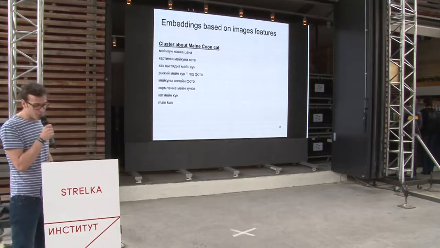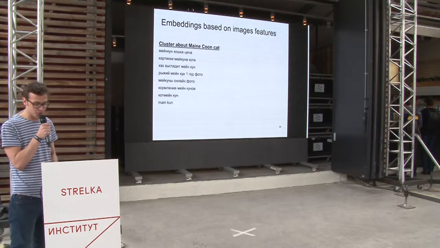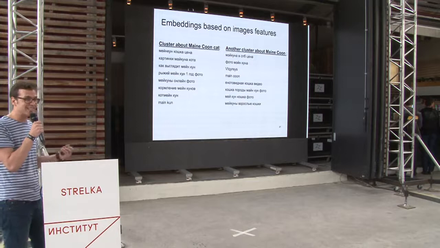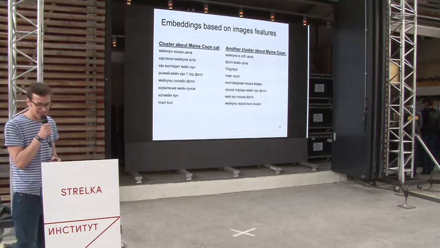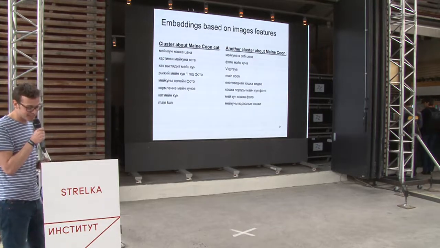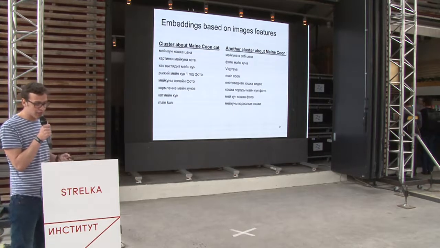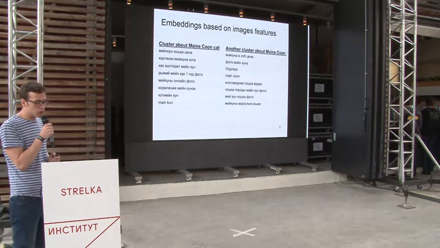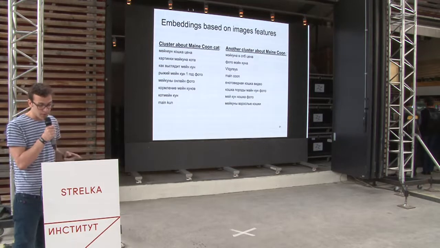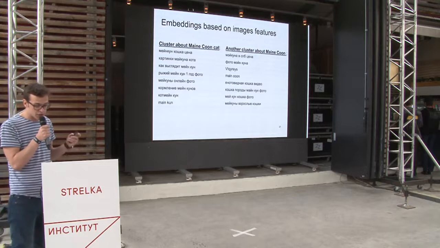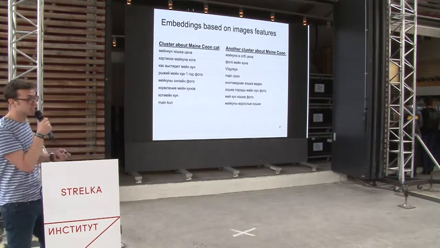However, if we look at the closest cluster to this one, then we will find a virtually identical cluster filled with the same Maine Coon queries, but in slightly different formulations. We would certainly like all these requests to fall into the same cluster. Then the network would not have to try to distinguish these two visually identical classes.